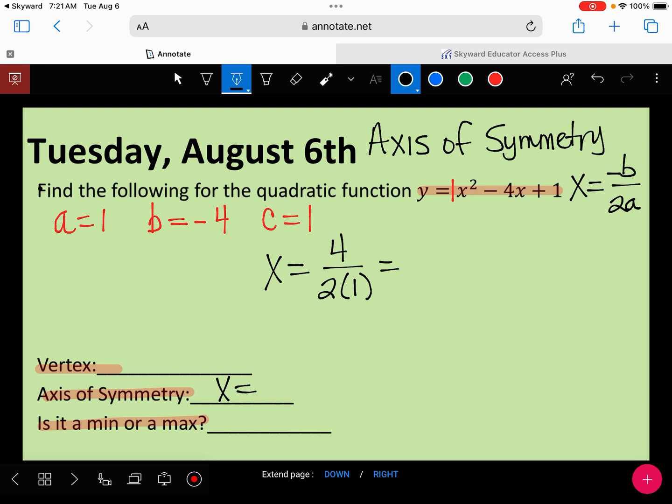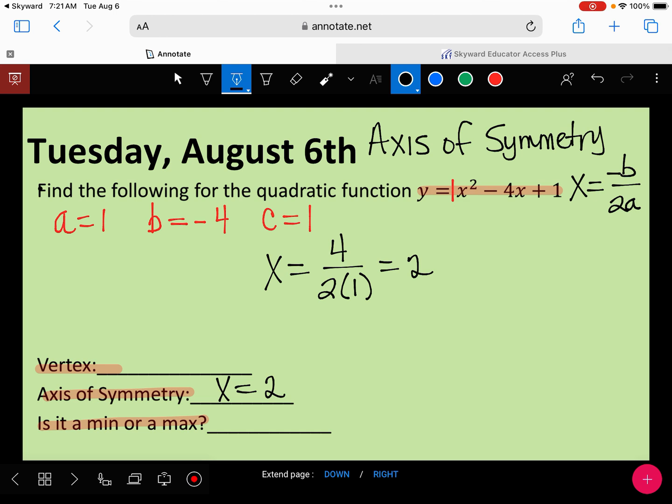If you don't have a calculator, grab a calculator. Go ahead and figure out what that would be. And that should give you +2. Raise your hand if you got +2.